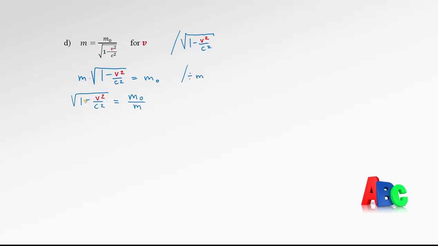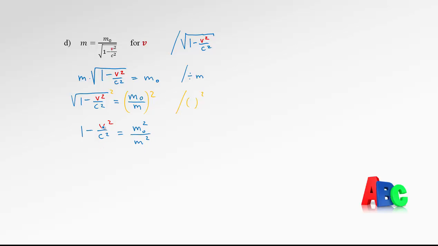And the following step would be to get rid of the square root. So square both sides of the equation, right? We're squaring this side and squaring that side. So we obtain 1 minus v squared over c squared equals m0 squared over m squared.